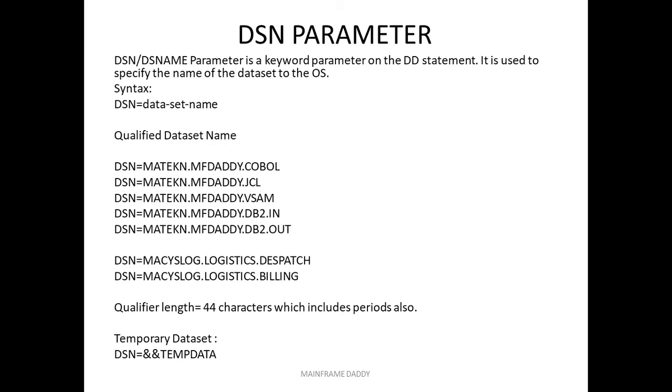And the next is the DSN parameter. DSN stands for dataset name. It can be represented as DSN, or as DSNAME in our JCLs. It is used to specify the dataset name. The DSN parameter is a keyword parameter on the DD statement. It is used to specify the name of the dataset to the operating system.